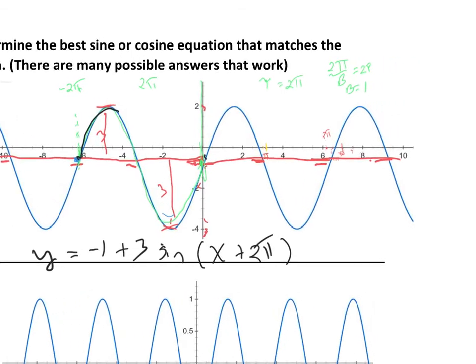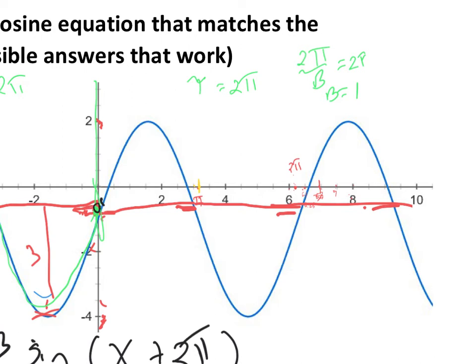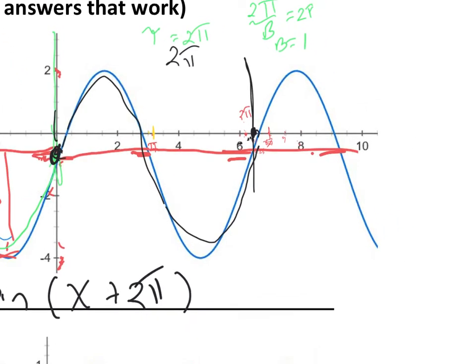Could you have done something else? You bet. You could have started right here and ended it right here, which looks like more than 6. From 0 to a little more than that distance is a distance of 2 pi. That equation, if you choose to use that equation, b is still a 1. My a is still a 3.